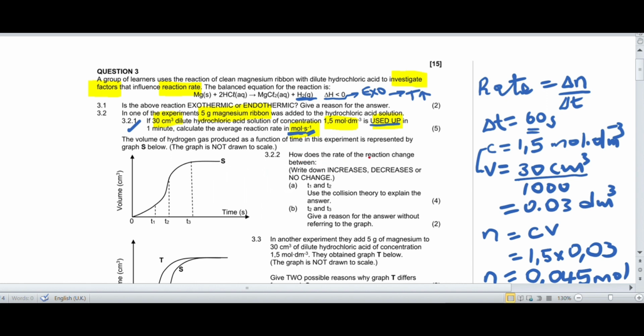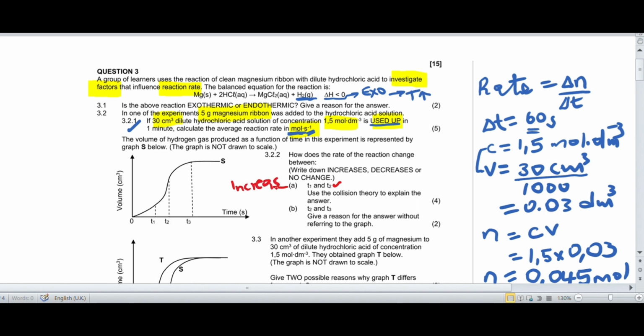How does the rate of reaction change between, write down increase, decrease, or remain the same? Let's look between 1 and 2, that is here. The rate here is increasing, as you can see that it becomes steeper. So the rate there increases.